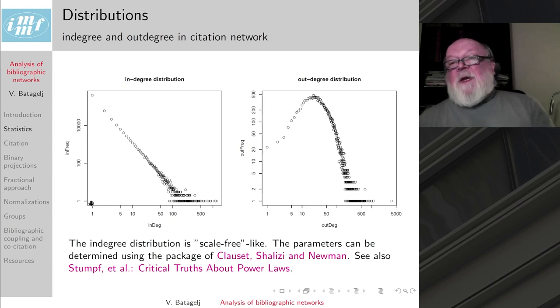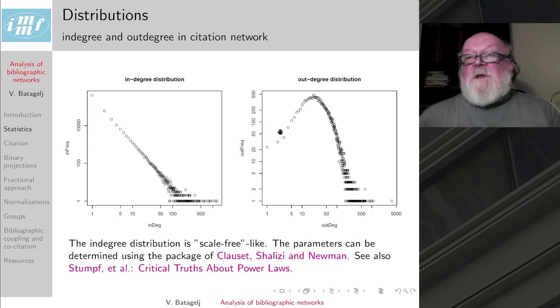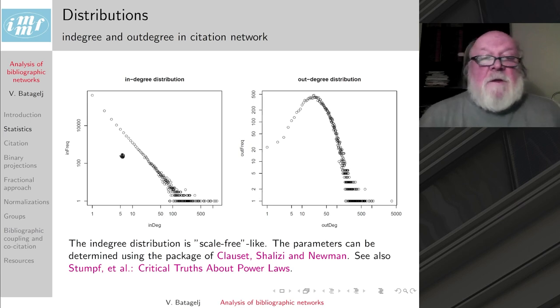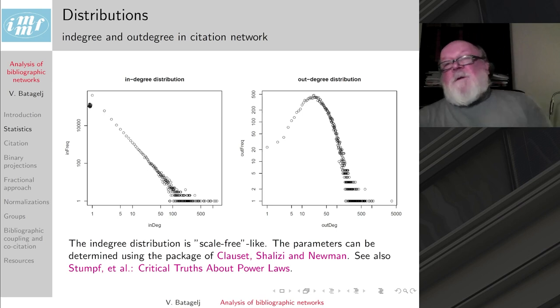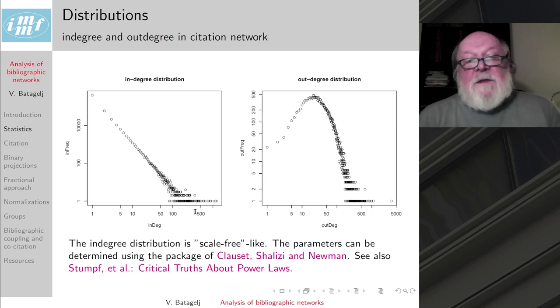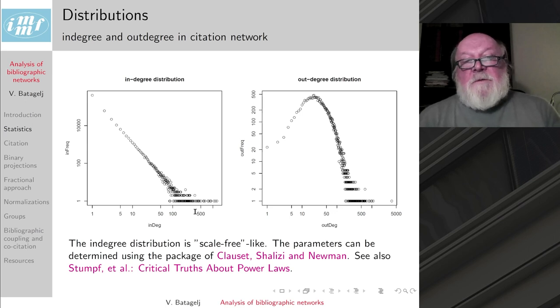So to get some impression about the distribution, we usually use a double logarithmic scale. These two distributions are presented in double logarithmic scale. What is interesting here is the pattern that we get almost a line. And this means that in this case, the distribution follows the so-called power law. In network theory, such networks are called scale-free networks.